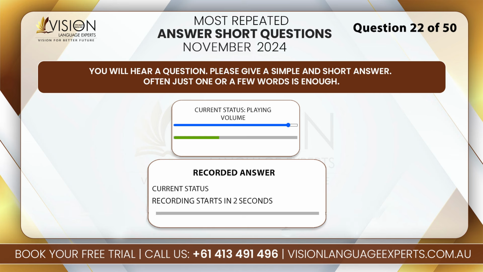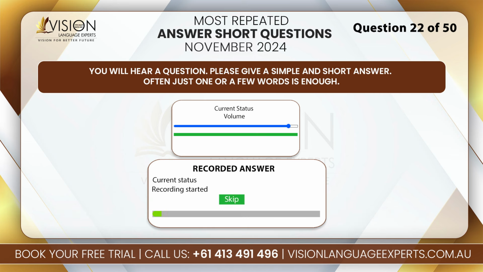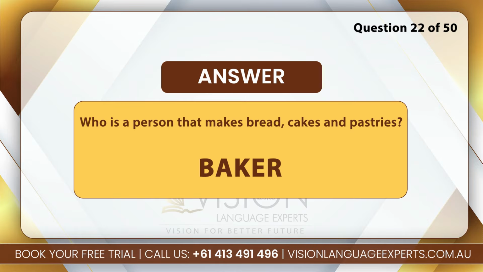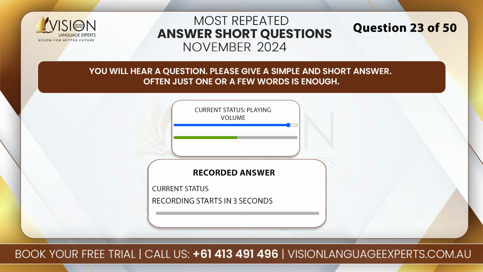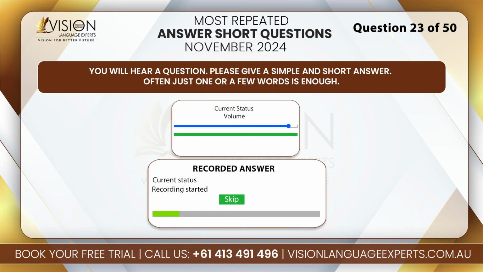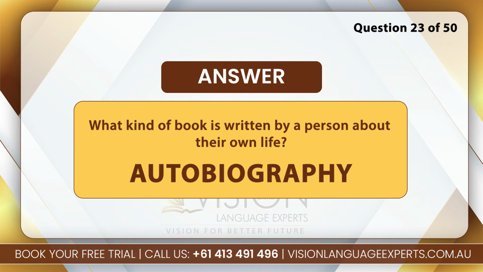Who is a person that makes bread, cakes, and pastries? Baker. What kind of book is written by a person about their own life? Autobiography.